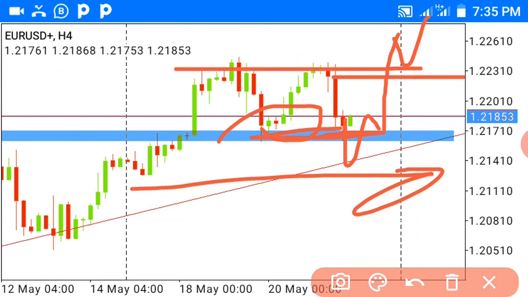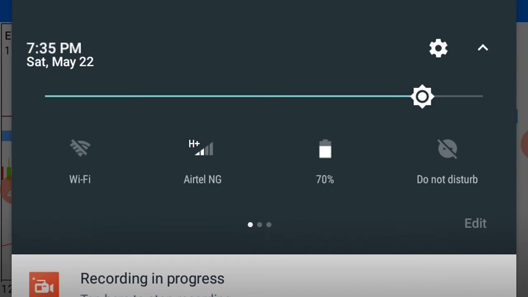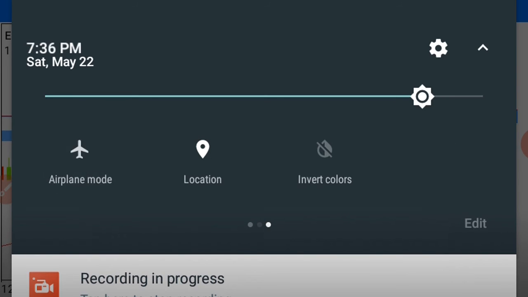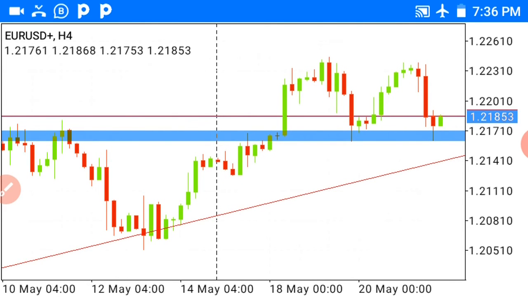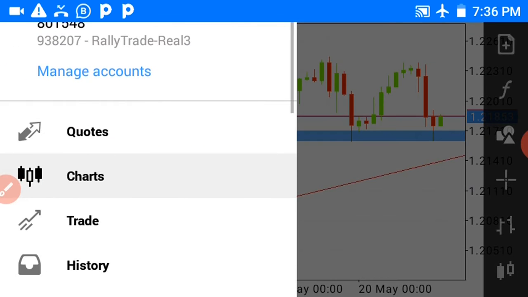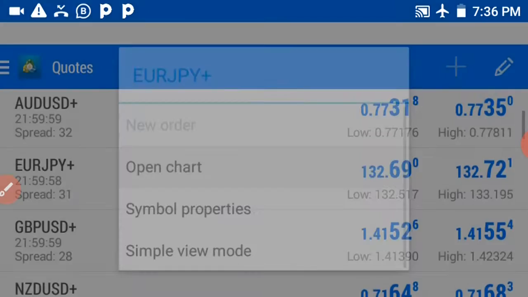Okay, so let's still continue into the market. The next we'll be checking out is the Euro JPY. Let me just put the phone on flight mode to avoid distraction. Okay, good. So that way we will not have any form of distraction. Okay, let's take the next, which is the Euro JPY. Okay, here it is.